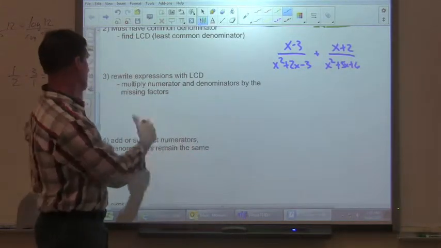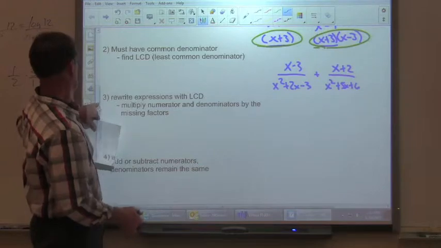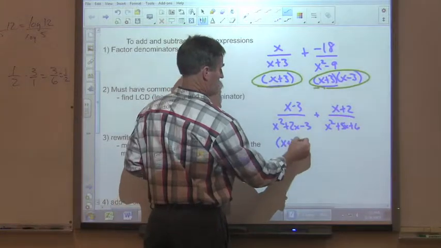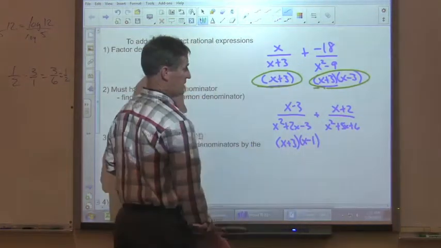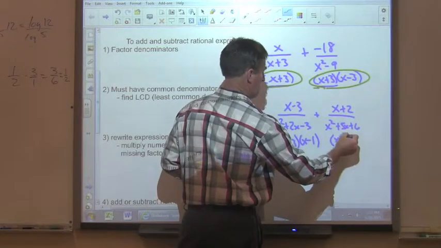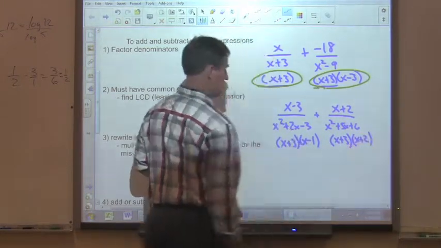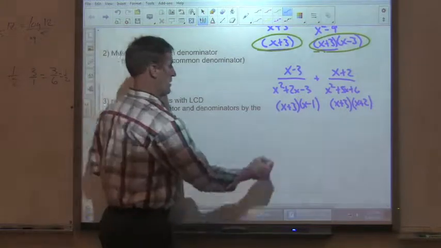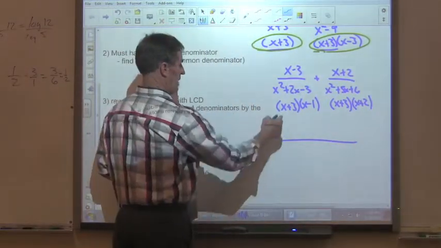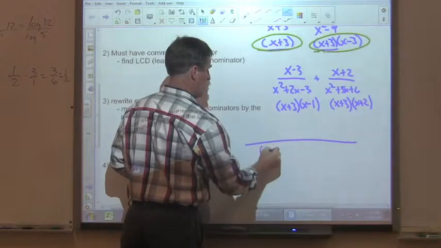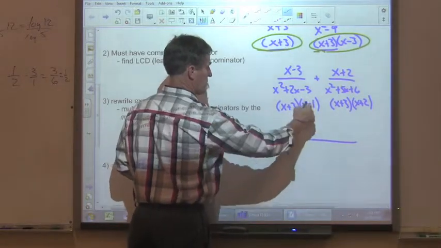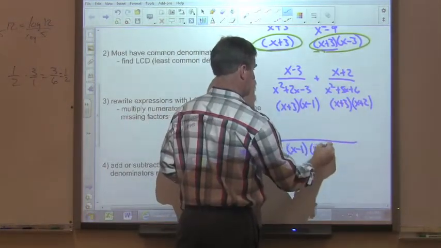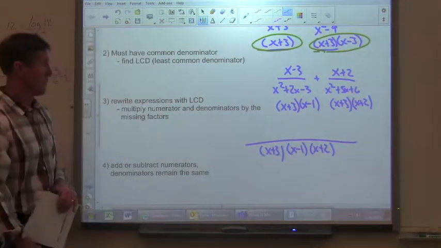So now we have, again, we just go through our steps: factor the denominators. So that's x plus 3, x minus 1, and this factors into x plus 3 and x plus 2. So we factored them, now find the least common denominator. We need an x plus 3, we have 1 there and 1 there, so we need 1. We have an x minus 1, 1 there and none there, so we need 1. And then we have an x plus 2 there, so we need an x plus 2. So in this case, we have 3 terms there.